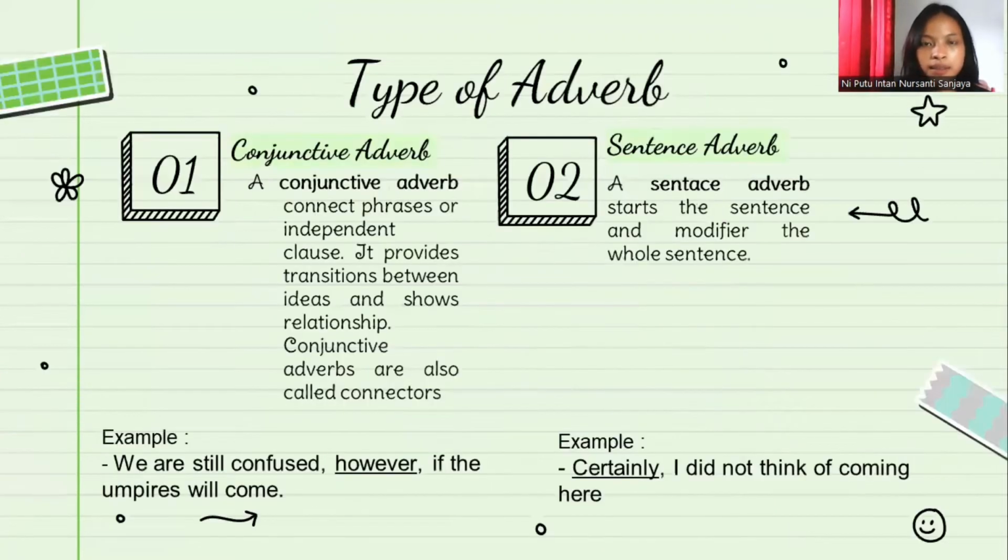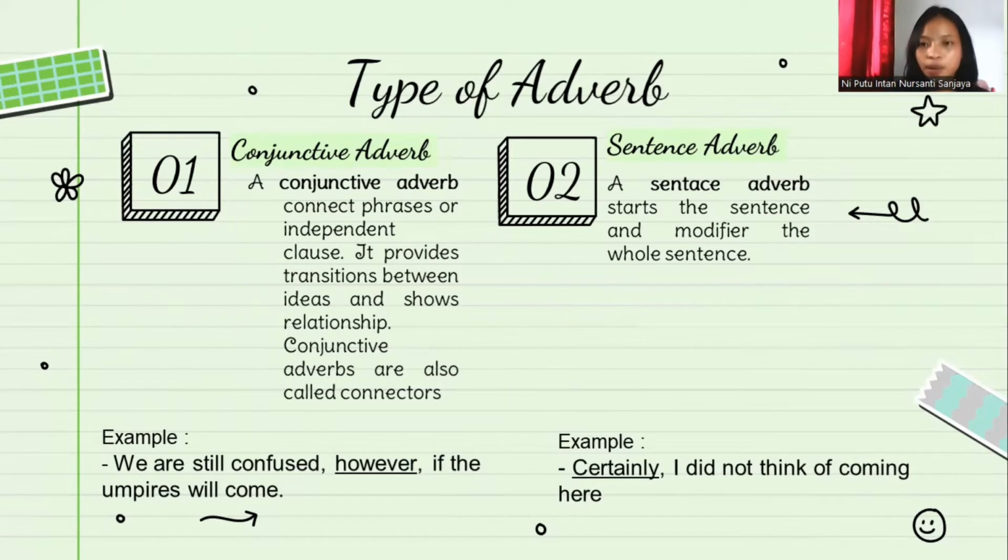The next material is type of adverbs. The first one is conjunctive adverb. What is conjunctive adverb? A conjunctive adverb connects phrases or independent clauses. It provides transition between ideas and shows relationship. Conjunctive adverbs are also called connectors. For the example, you can look at my screen.